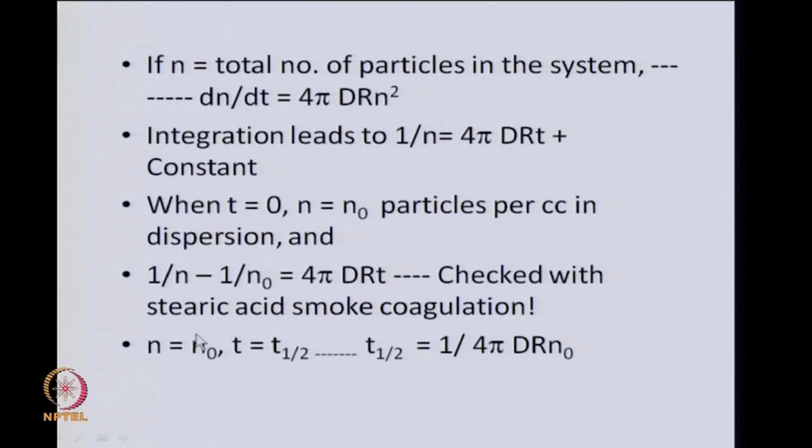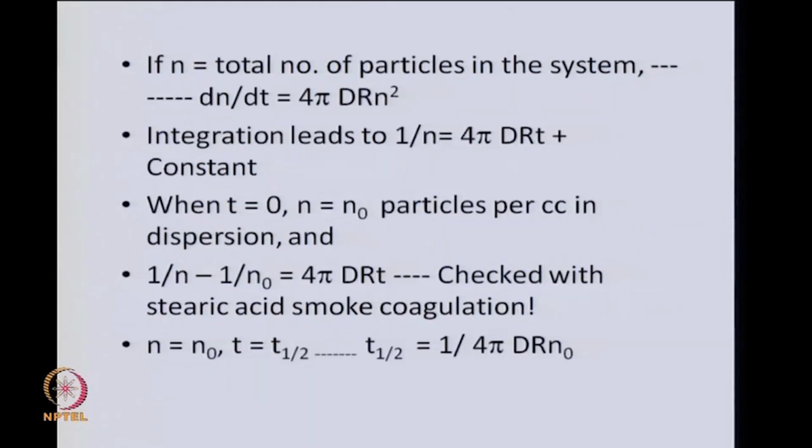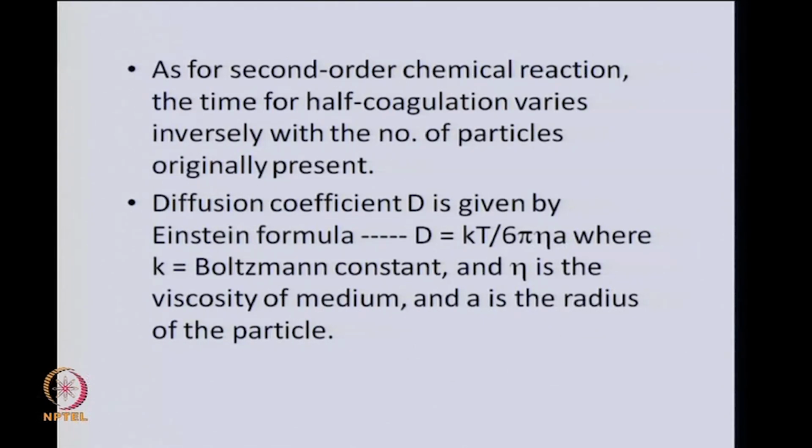At t equal to 0, n is n0. At t equal to t half, n is n0 by 2. Correspondingly, t half will come out to be equal to 1 by 4 pi dr n0. So, you could check at what time the initial total number of particles per cc reduces to half the original value. As for a second order chemical reaction, we see that this t half is inversely proportional to the initial total number of particles present, n0.